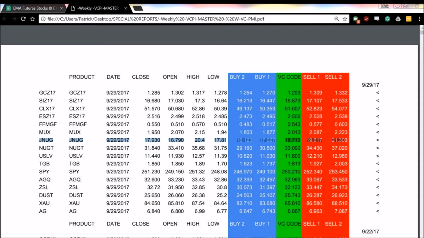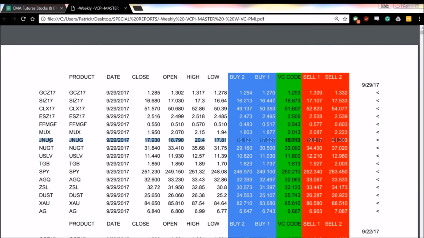In this segment, we're going to take a look at JNUG, the Direxion Daily Junior Gold Miners Bull 3X Shares ETF. The reason we are taking a look at this is because we are using this instrument as a measure to trade the overnight positions in the gold market without margin.